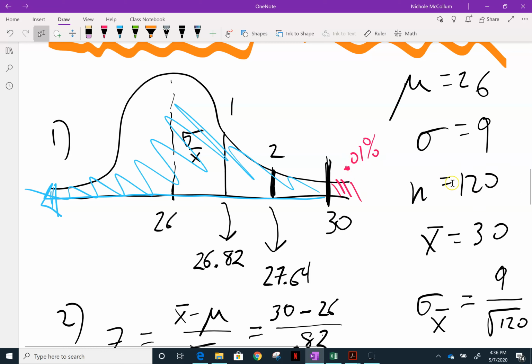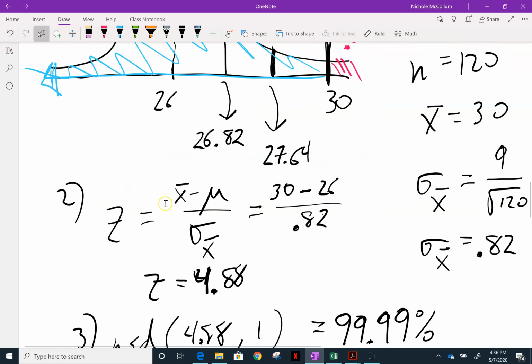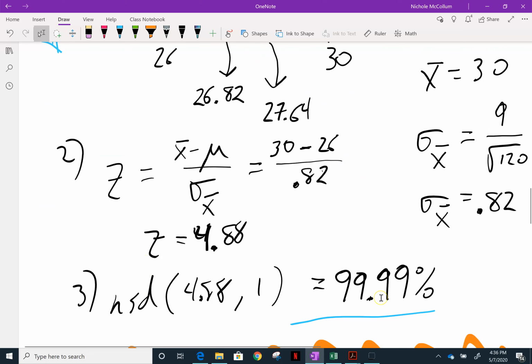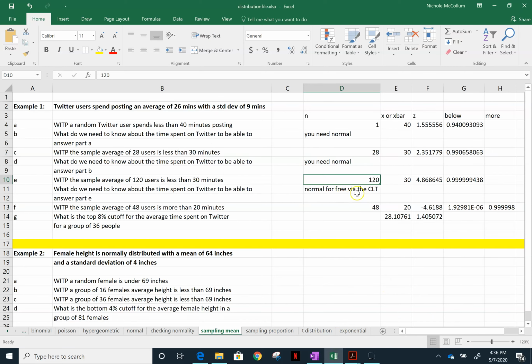So if you find me a group of 120 and they're using it more than 30 minutes on average, something's happened. Either the old average is wrong or something big time happened on Twitter. Something huge happened so that this did occur, okay? Because there's a 99.99% chance that it's going to be below. All right, let's go to Excel and see how we did it. So with the N and the X, you can, again, find Z using the formula.